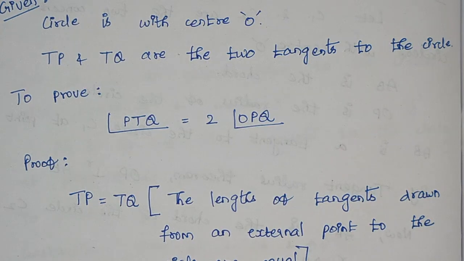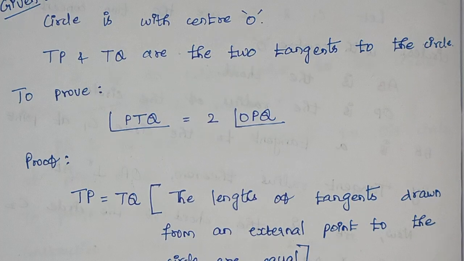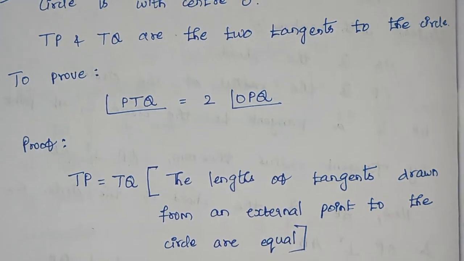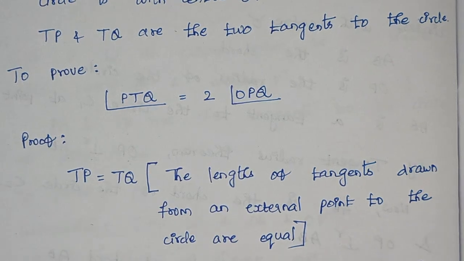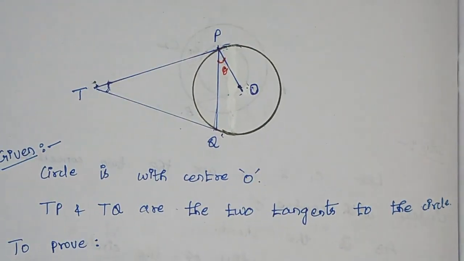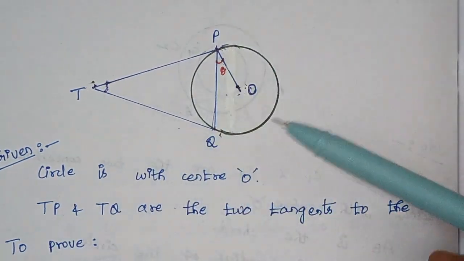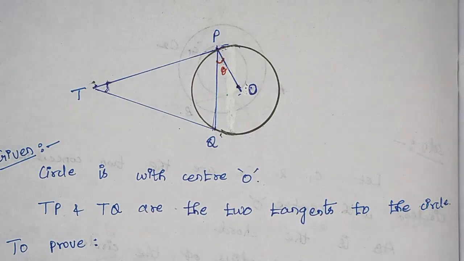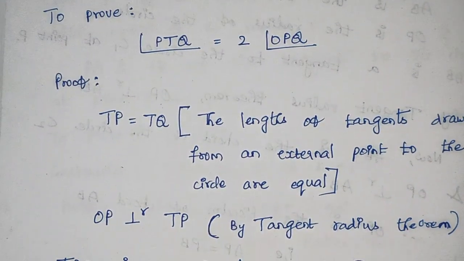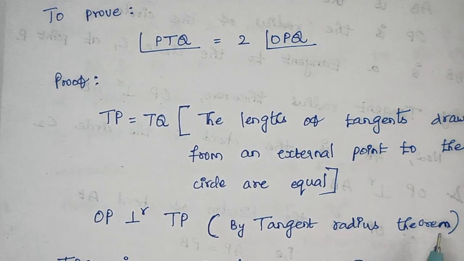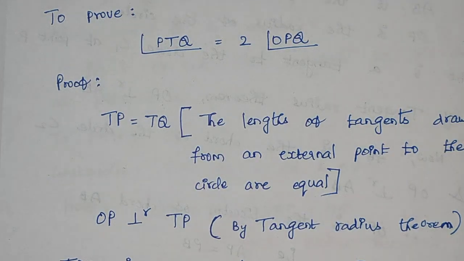TP is equal to TQ. This is based upon our theorem 10.2: the lengths of tangents drawn from an external point to the circle are equal. Then the next thing is, you see, here OP is the radius and TP is the tangent. Then OP is perpendicular to TP, right? So just include that point also. OP is perpendicular to TP, right? This is by theorem 10.1. Here I have simply written tangent radius theorem.